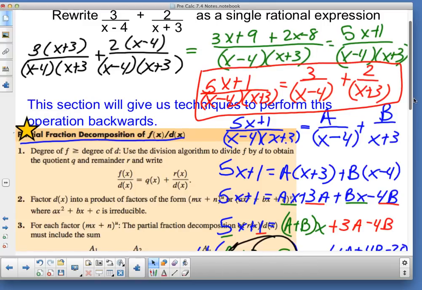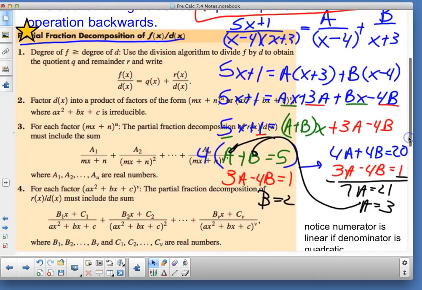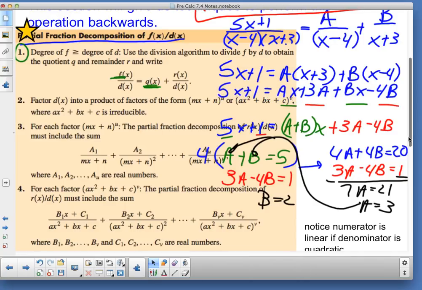Okay, and let's go along and talk about the different things that we did. Number one, 5x is not bigger than x minus 4 times x plus 3, so I did not have q of x. That was not in my partial fraction solution. Now, when I factor the denominator into a product of factors of the form mx plus n, or ax squared plus bx plus c, where ax squared plus bx plus c is irreducible, I didn't have an irreducibility issue. And I didn't have repetitive factors.